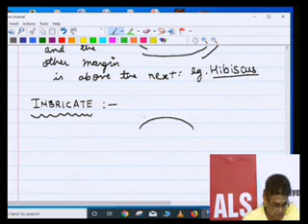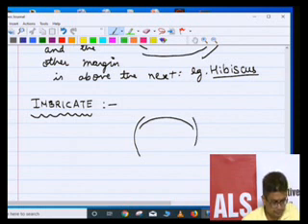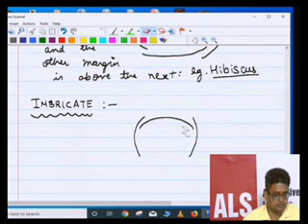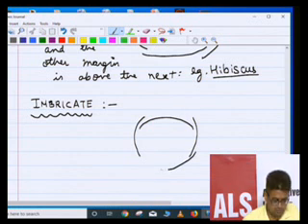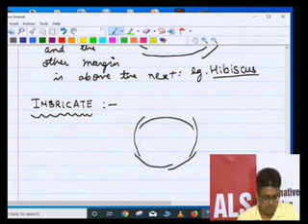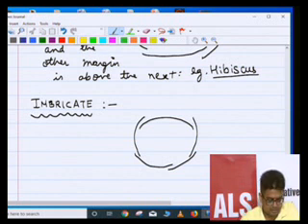Okay, so this is like this. And one petal is going to have both margins which are above. Okay, this is the imbricate estivation.